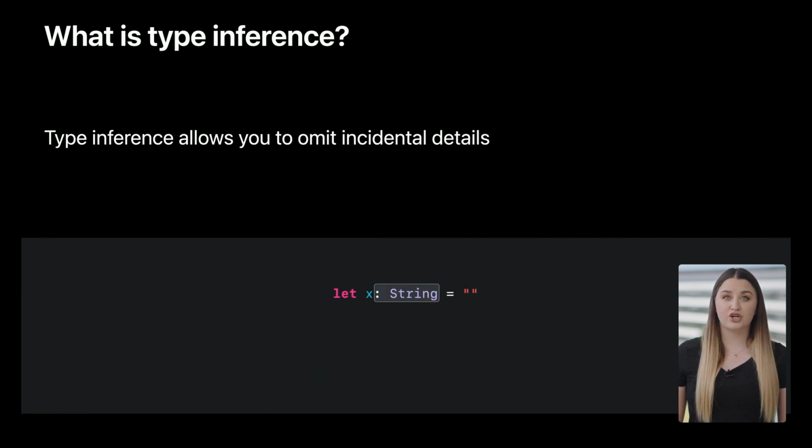The type of X could have been specified explicitly, with a type annotation using a colon after X, or by coercing the right-hand side to string using the as keyword. This is a very small example, but things get much more interesting when the code leans heavily on type inference, like in a SwiftUI project.